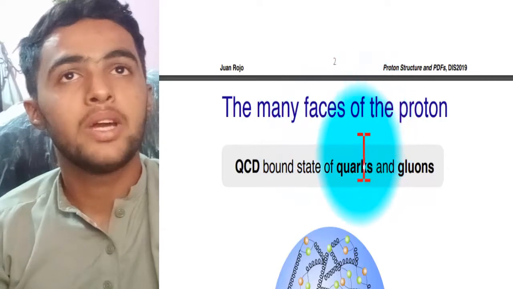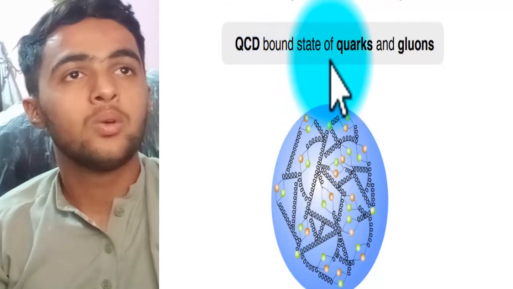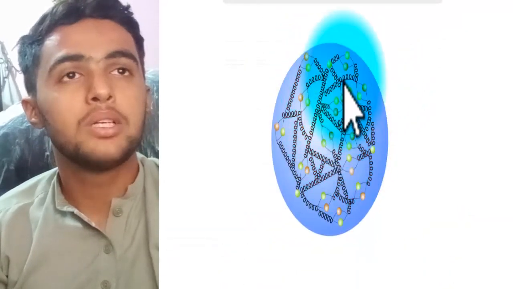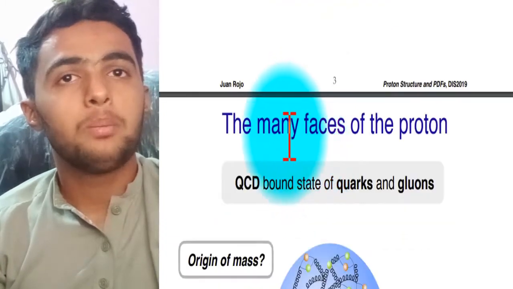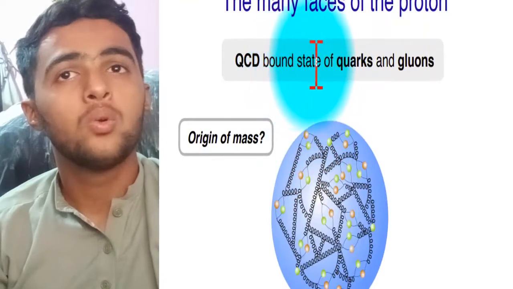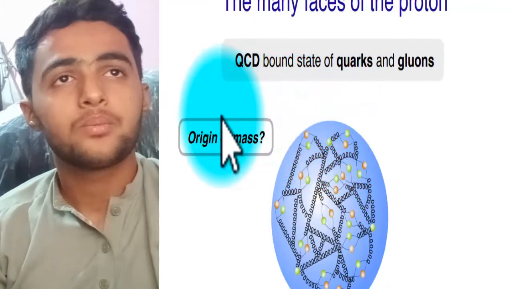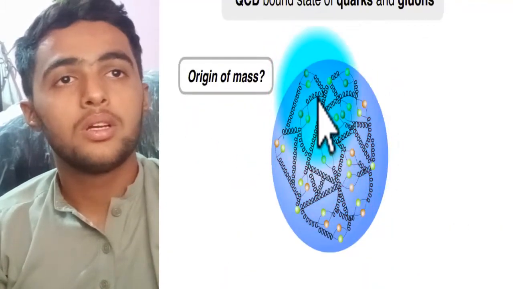Here we have some diagrams. QCD, a bound state of quarks and gluons. It is like springs, too many springs in a ball, like this. The many faces of the proton. QCD, a bound state of quarks and gluons. Origin of mass. Here we have the structure of the proton.